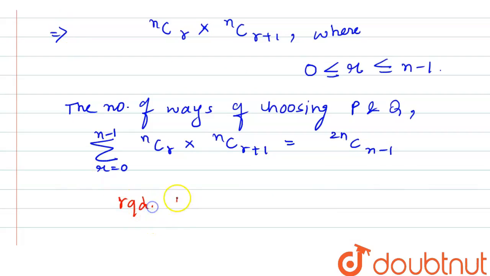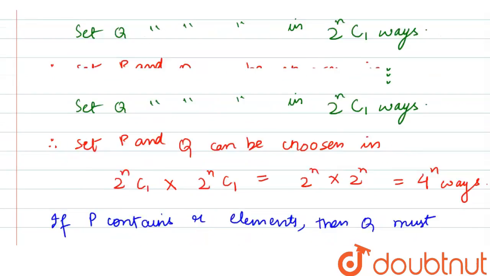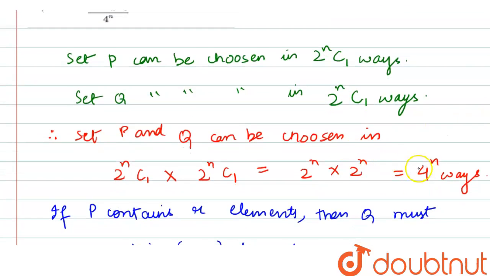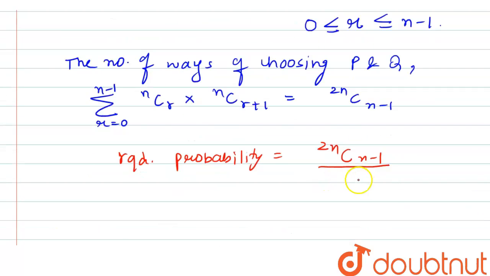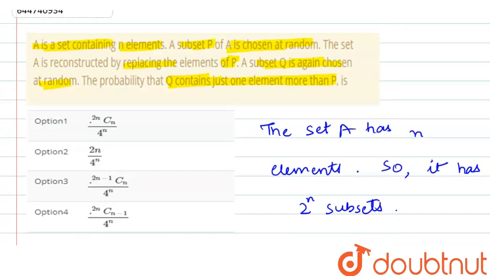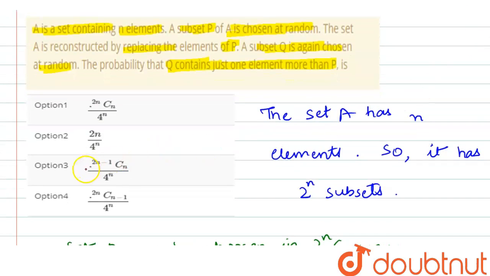2nC(n-1) divided by the total number of ways that P and Q can be chosen, as we have found, that is 4 raised to the power n ways. So we divide by 4^n. So the required probability is 2nC(n-1) divided by 4^n. So our correct option is option D.